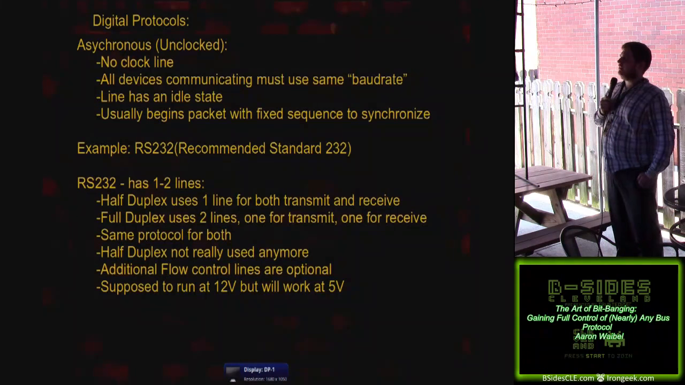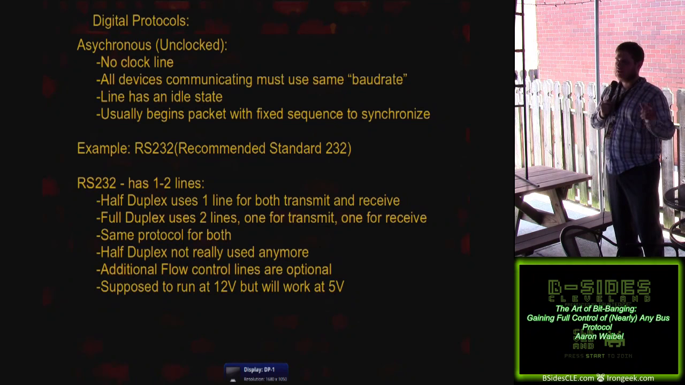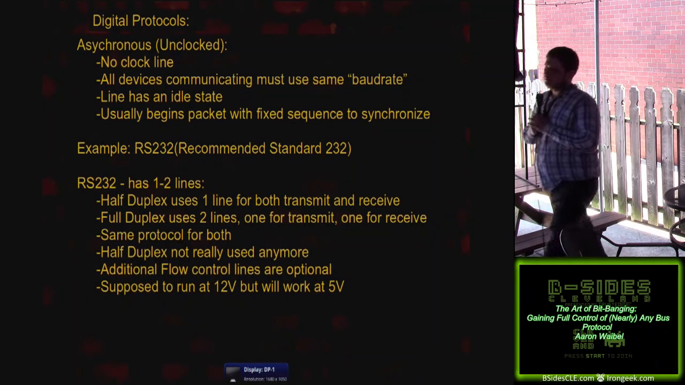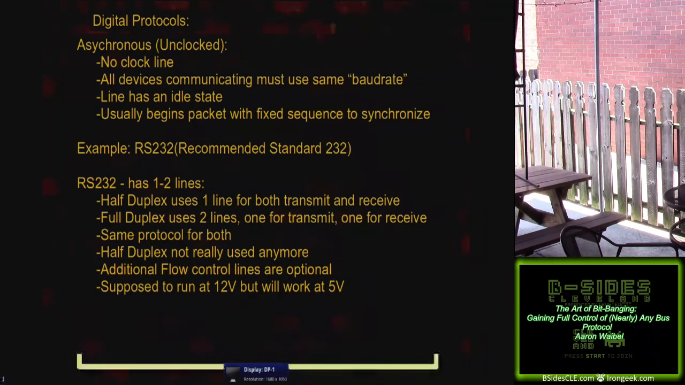Basically you have a pre-agreed baud rate. The line has some kind of idle state, and then whenever you begin transmitting a packet, it'll pull the line low for one baud cycle. That lets everything get synchronized and start preparing to read the bits. And then you just have to sample the line at regular intervals. We'll jump ahead and look at that.